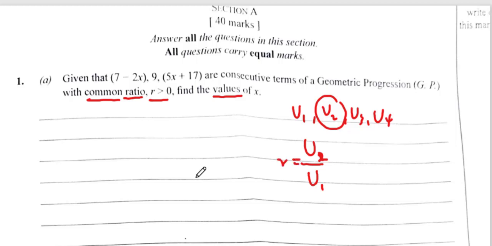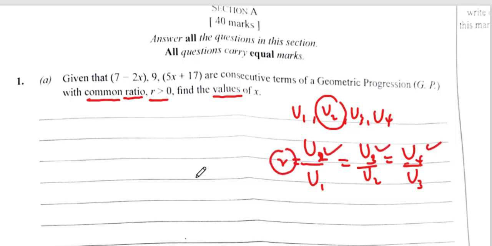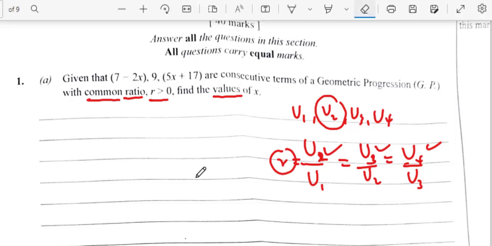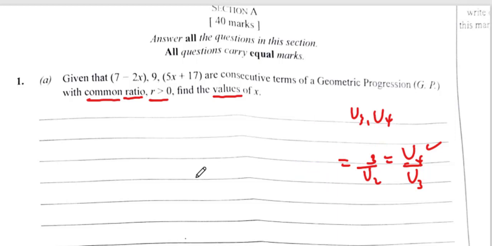For example, if I also take u3, then I have to divide it by the term preceding it, that is u2. If I take u4, I also divide it by the term preceding, that is u3. Now when you do these, you realize that you get the same answer, and because you get the same answer here, there, and there, we call it a common ratio. That is why we call it a common ratio. So that's what we're going to use to solve this question. That was a quick note about geometric progression.